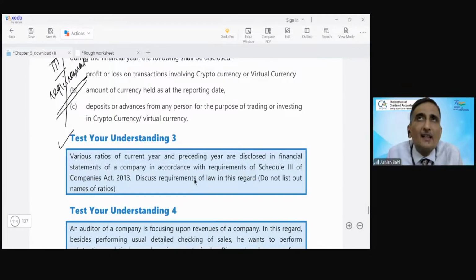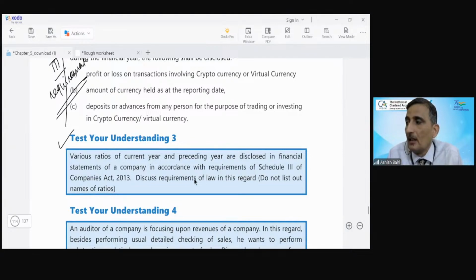Certain ratios like we have discussed are to be disclosed by the management in its financial statements. So the question asks you to state not the names of those ratios, but to state what additional information is to be given in respect of such ratios.